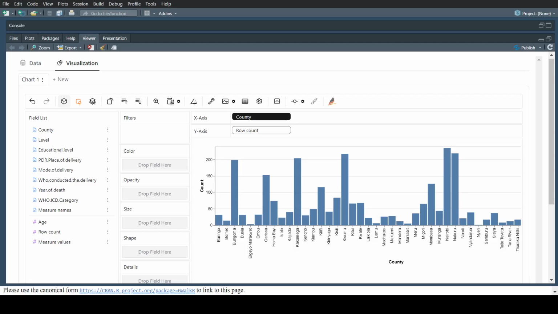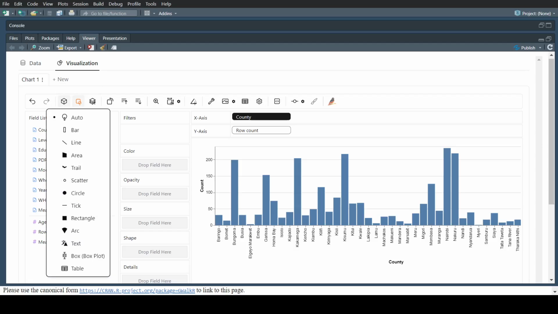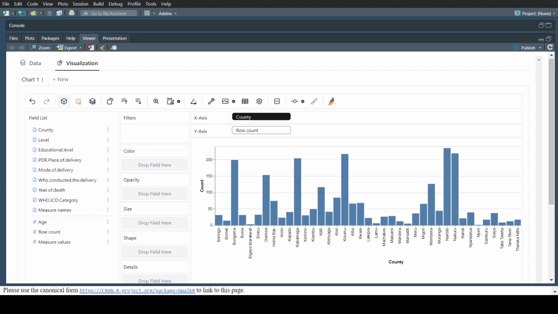There are different options. If you click on this orange button, you can choose a bar plot, a line plot, area plot, trail, scatter plot, circle, different types of plots, box plots. You can even just choose a table. But let's just look at the bar plot for now.